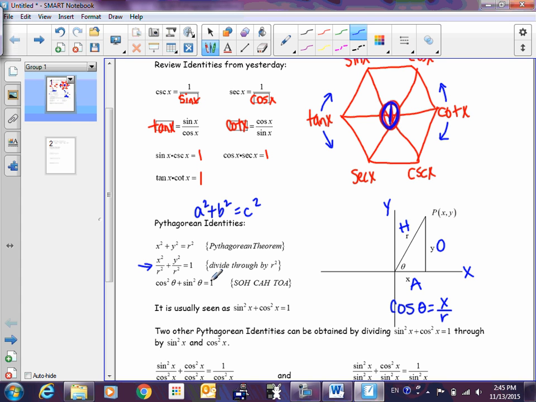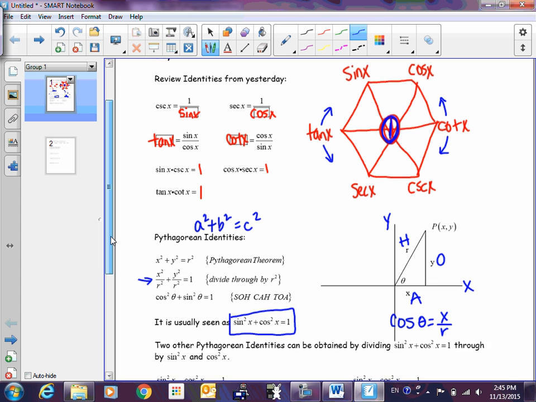Now, if you are like, I don't totally understand how you came up with that, that's okay. In the end, this is another identity you're going to have to know. It comes from SOHCAHTOA. Now, this right here is how we typically see it with x's. When we're doing trig proofs, we could be using any letter, but the letter we're going to use most of the time is an x.